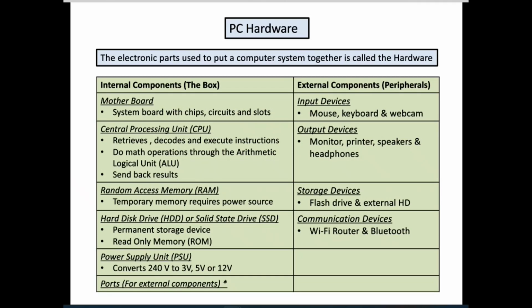Okay. Then when it comes to the external components, guys, you must distinguish between the input, the output, and the storage devices and the communication devices. So these are all things that you link to your box or to your main machine. Firstly, the input devices, which is the mouse, the keyboard, and the webcam. And as I am sitting here with you now, I'm actually using all three of those. Then you have your output devices, which is your monitor. Monitor is just another word for screen, your printer, your speakers, and your headphones.